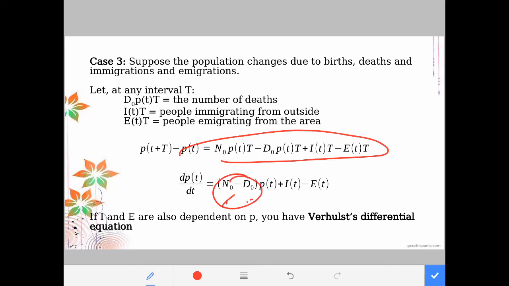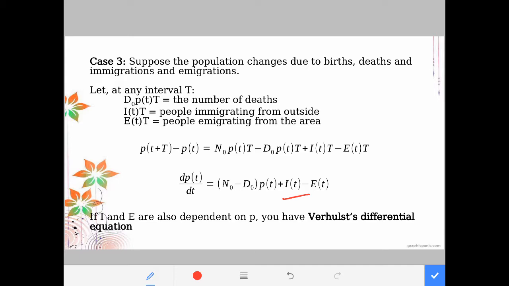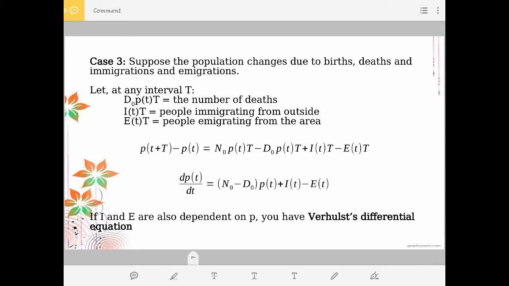So which is a constant. So basically, it's a factor of people giving birth, and also a factor of the original population that's dying. So you have N0 and D0, these are constants, and then plus the function I(t), which is the number of people immigrating from the outside, and minus E(t), the number of people that are going out of the place, so emigrating to the outside.